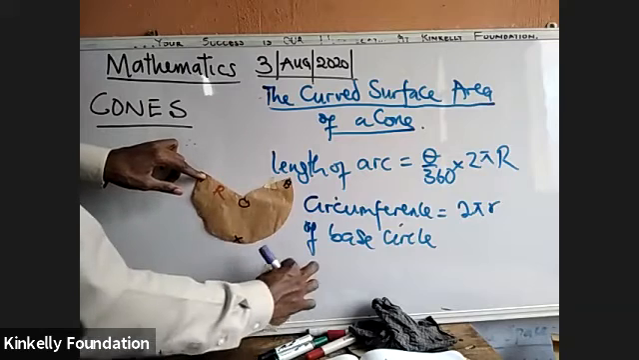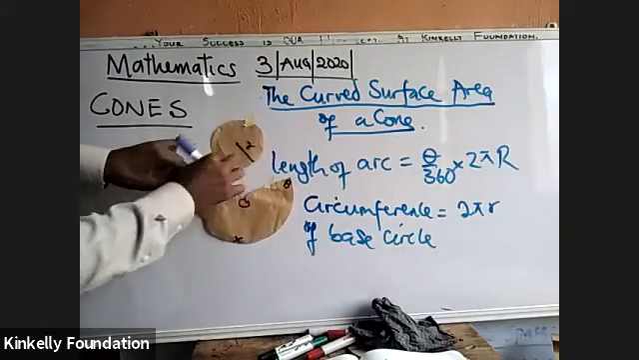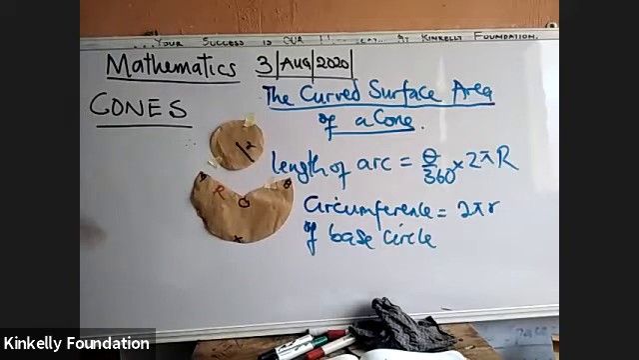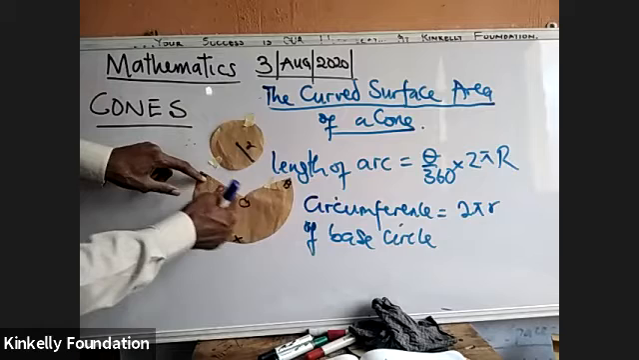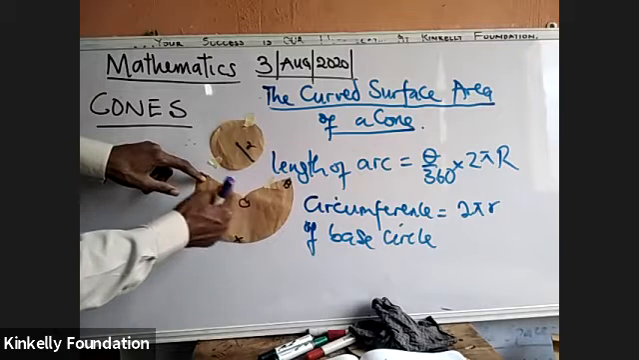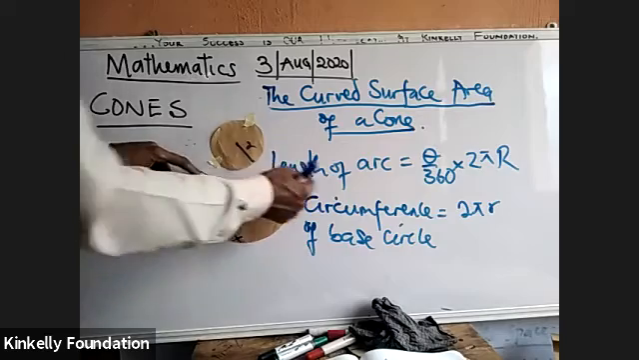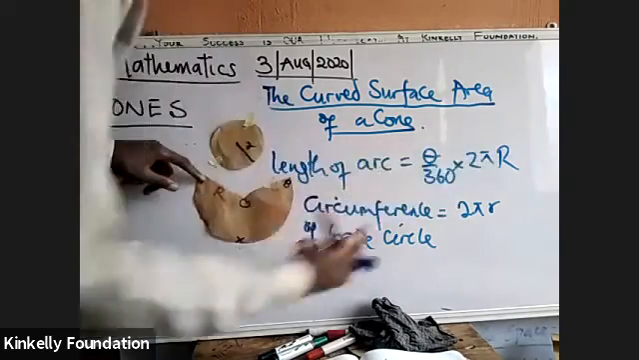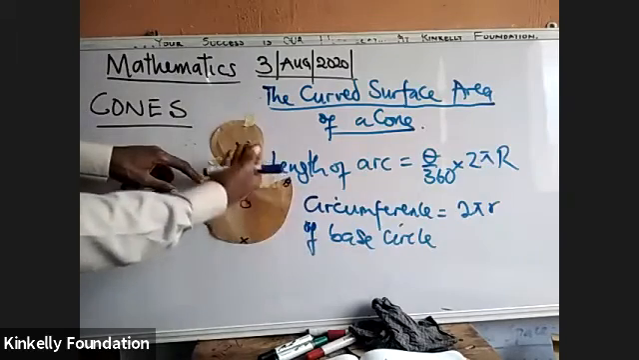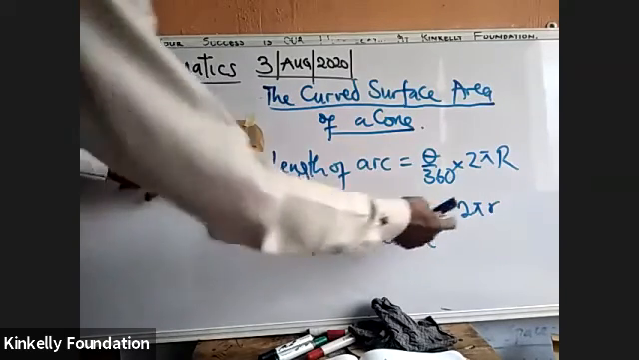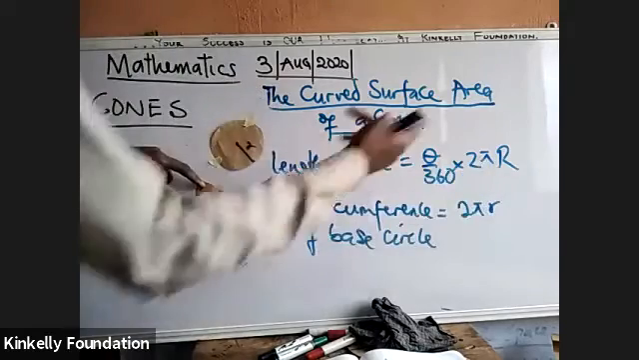Now, if that is the case, the length of this arc talks about the bigger radius. This arc length is equal to theta over 360 times 2 pi R. And now the circumference of the base circle is this particular one, which is 2 pi r. Remember the r is smaller here, and this R is bigger in this case.